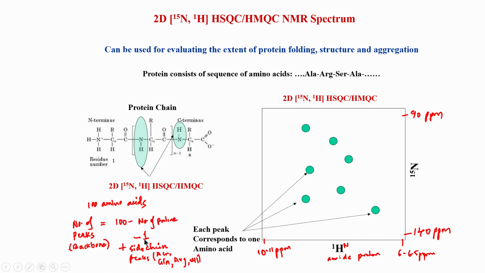So, 100 minus 6, 94 peaks, but that is not always the case. It is very rare to see 100% of the peaks in HSQC. Typically, for a very good system, I would expect somewhere between 90 to 95. There will always be a few percent of peaks which are not observed at all. And why is that so? That is because they exchange rapidly with the solvent.